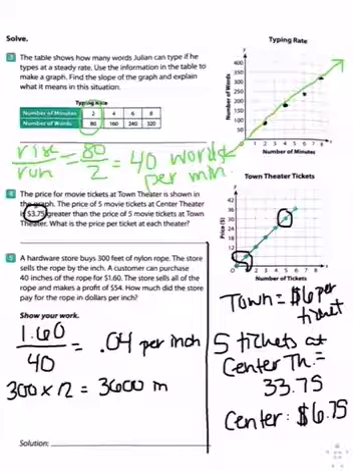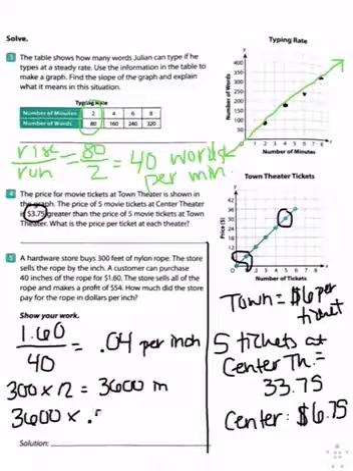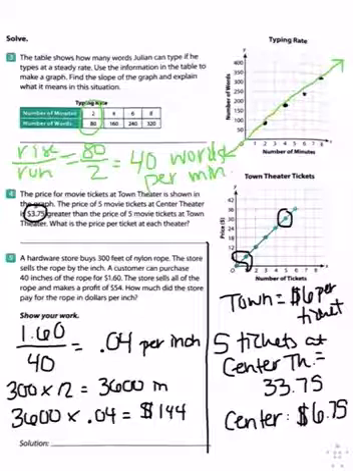So we take the total amount that the customers buy, 3,600, and we're going to multiply it by 0.04 because that's how much they paid for it. And you should get $144. So now the customers paid $144. The store made a profit of $54, and so they paid $90.